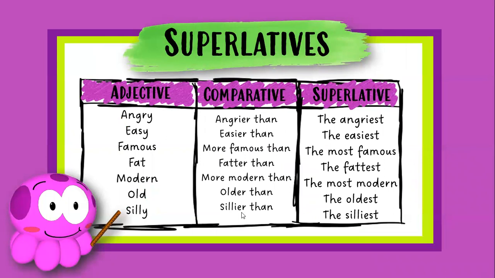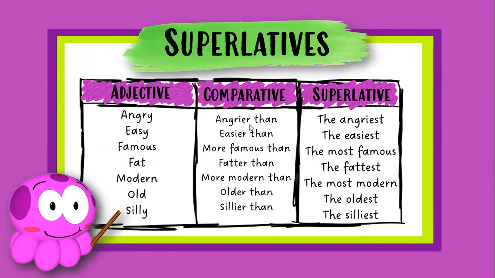Now, in the case of superlatives, this is what we use when we are comparing three or more items, objects, or people. So when we find the one that is the most similar to the adjective that we are using, for example, the most big, the most small, the most thin, then instead of adding ER, we are going to add EST. So let's take a look at a little chart with the adjective, the comparative, and the superlative.